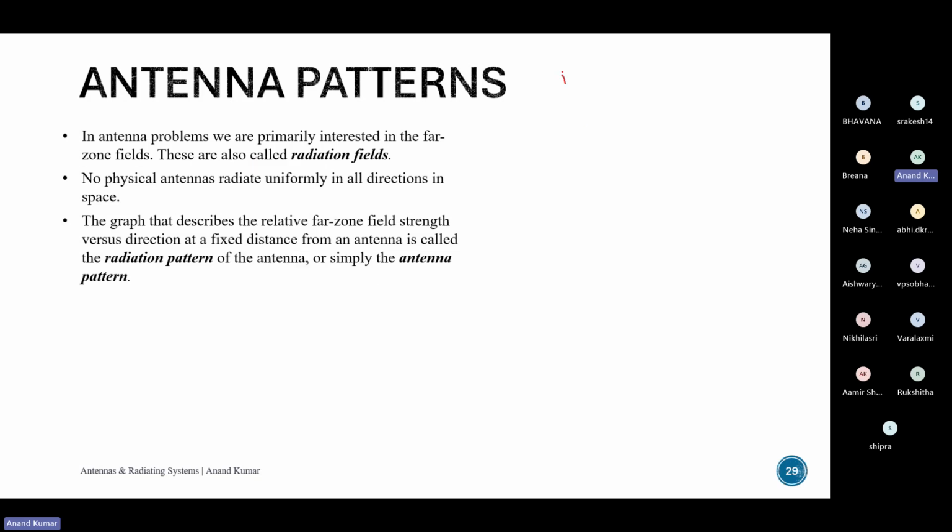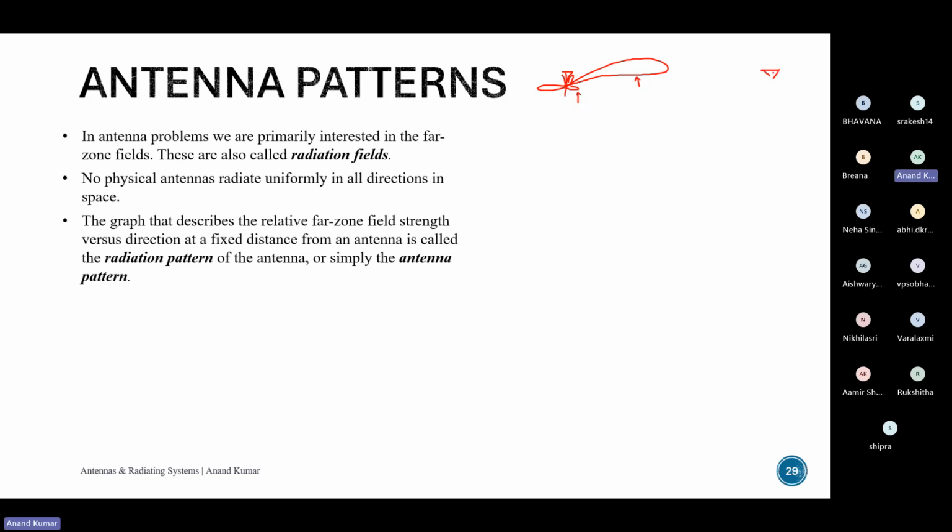So for example, if you have an antenna, this is a symbolic representation of an antenna, and if it is radiating, it might radiate in different ways. For example, we have higher field strength in this direction, and there is some radiation in this direction. And this is the strength of the electric field. So in this direction we have higher strength, in this direction we have lower strength, and in these directions we have even lower strength.